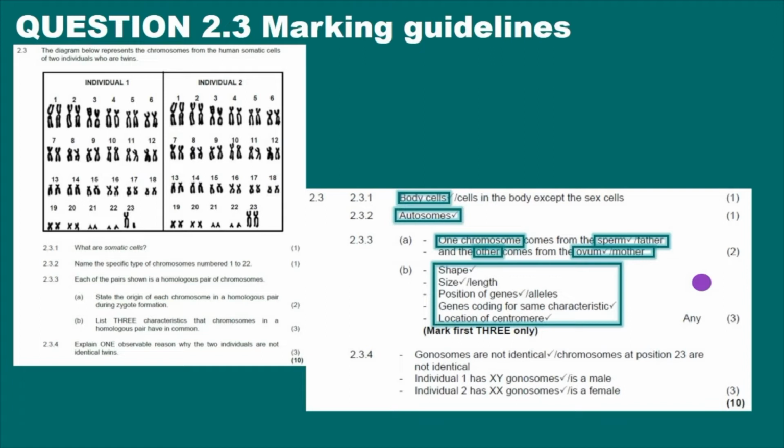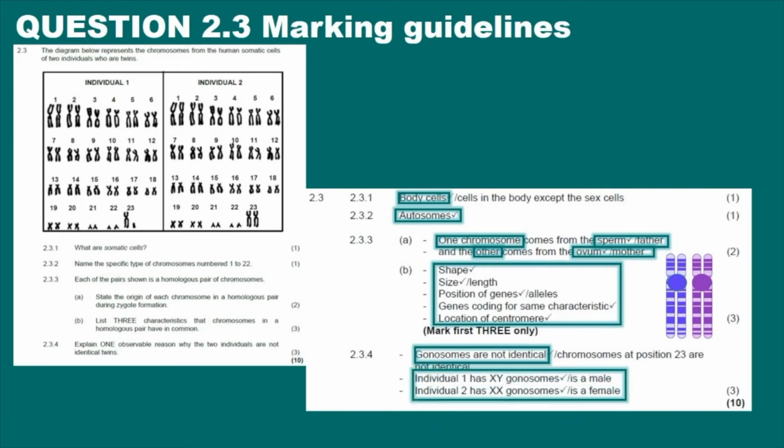Question 2.3.4. Explain one observable reason why these two individuals are not identical twins. So if we do have a look at it, you will see that the gonosomes are not identical. So meaning the chromosomes at pair 23 are not the same because individual 1 has a X and a Y gonosome or a chromosome, where individual 2 has 2 X chromosomes, so or gonosomes.